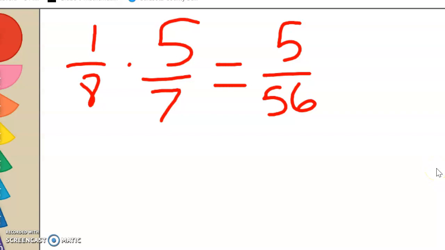Hey, and we're back. So we're doing chapter 2 review, and we have the number 1/8 times 5/7. And so when we look at this number, all we have to do is fairly simple. We just multiply the numerators together, and 1 times 5 is going to give us 5. And then we multiply the denominators together, and 8 times 7 equals 56. And that is problem done.